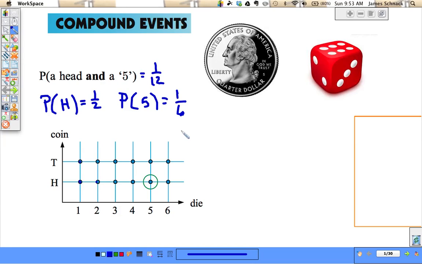And so I said, okay, well, how do these two things right here, probability of a head, probability of 5, how are those two probabilities related to this first question I asked? And the way that they're related is we can take 1/2 times 1/6 and get the 1/12 that we figured out with the sample space is the probability of getting a head and a 5. And you might be wondering, gosh, I wonder if that's a coincidence or not. And it's not a coincidence, guys.